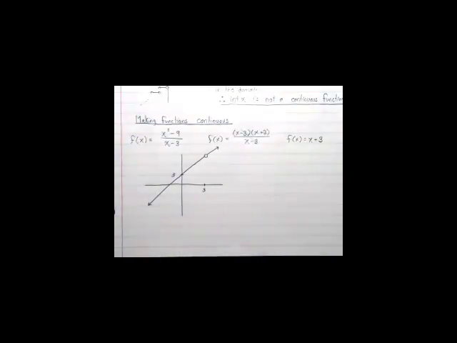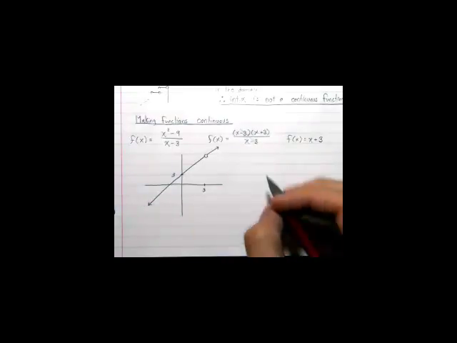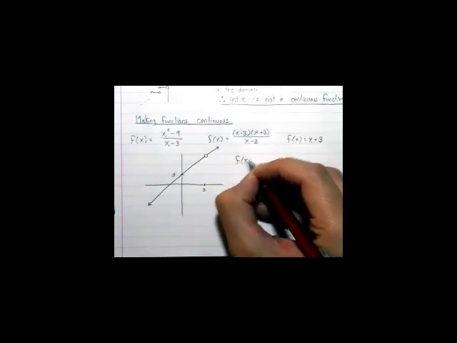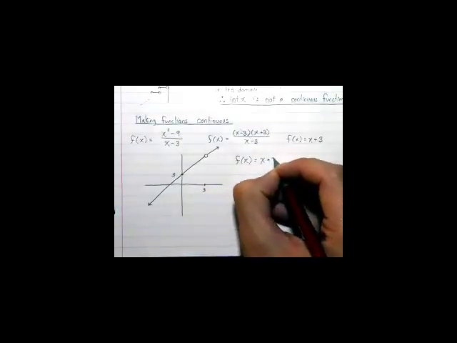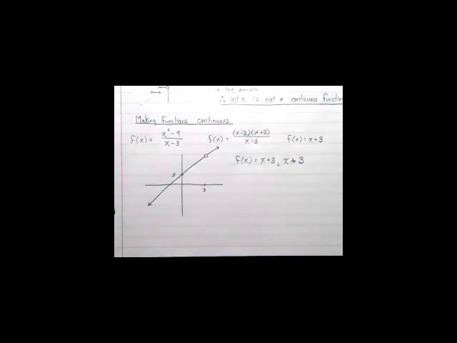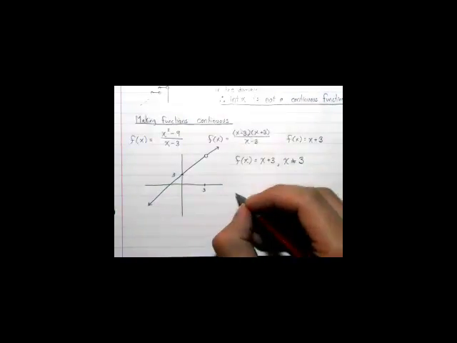But in any event, if I wanted to make this function continuous, I would just need to plug up that hole. So right now, what we've got is f of x equals x plus 3, where x is not equal to 3. But if I allow x to equal 3, if I plug up the hole, so to speak, then I can turn this discontinuous function back into a continuous function. So there's one of two ways you could do that.